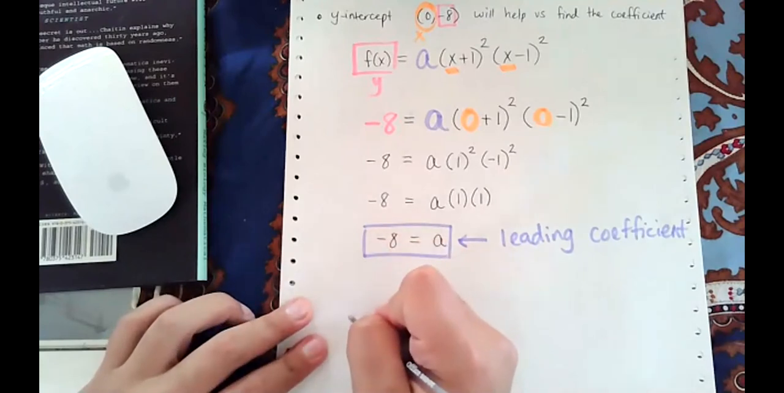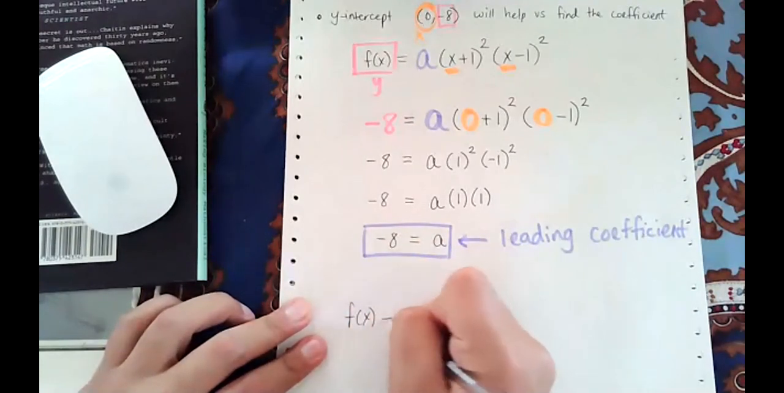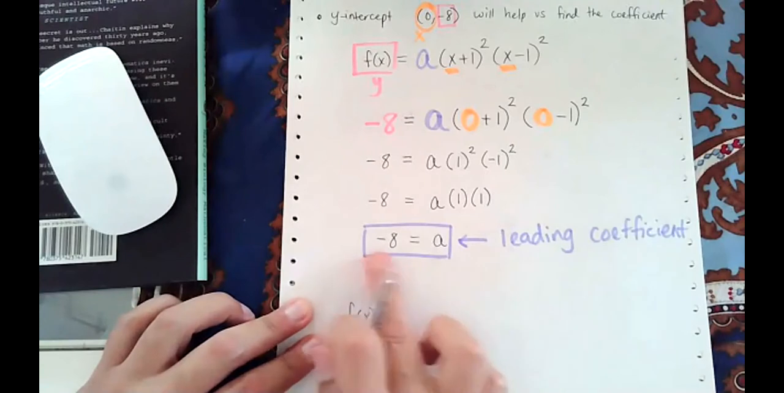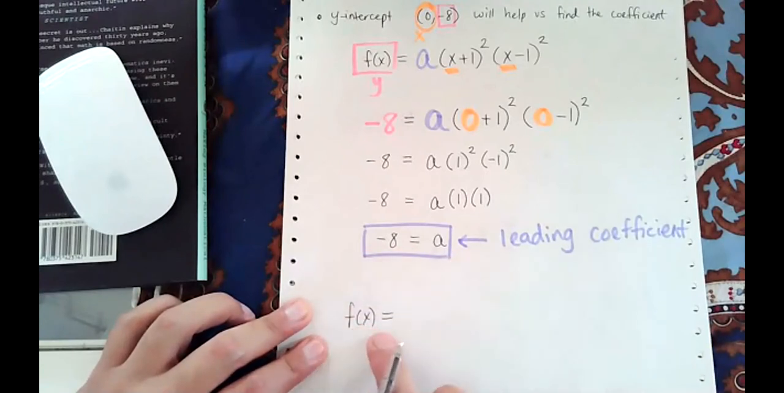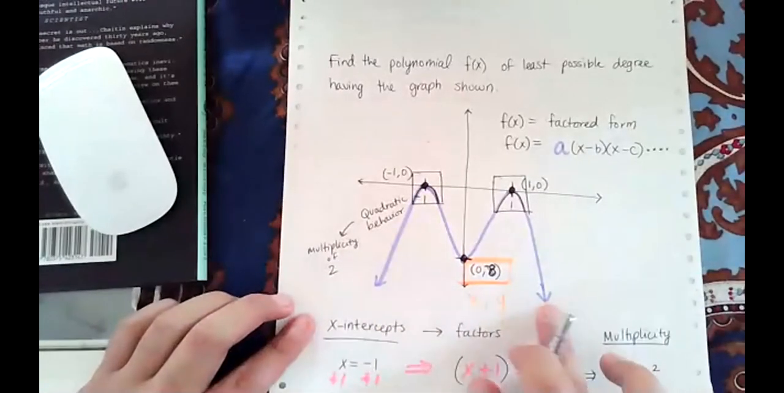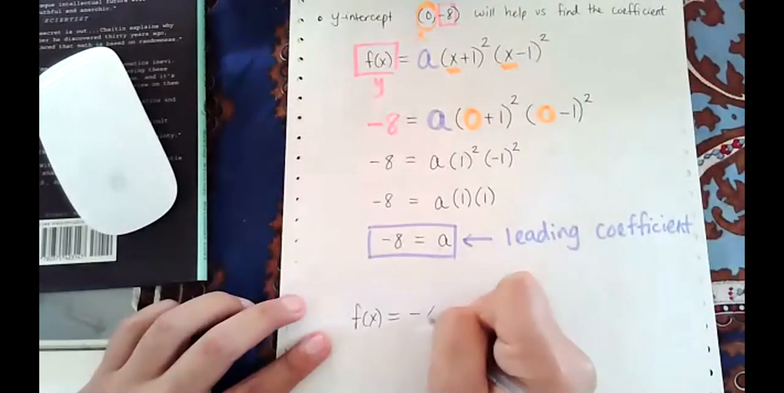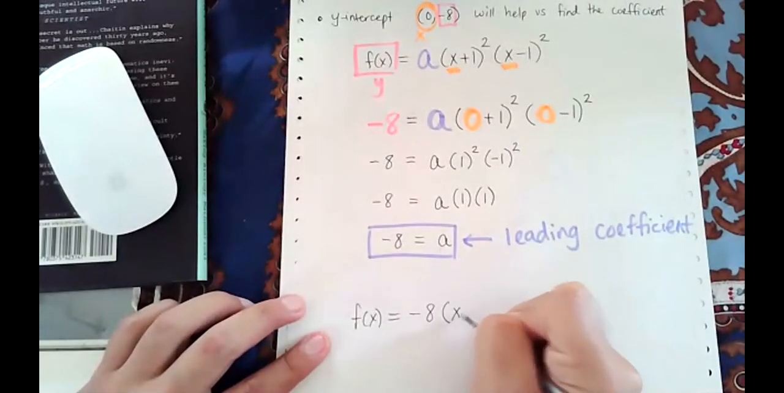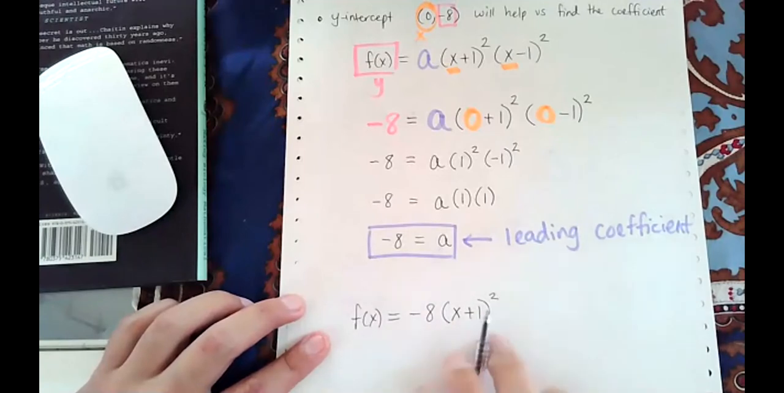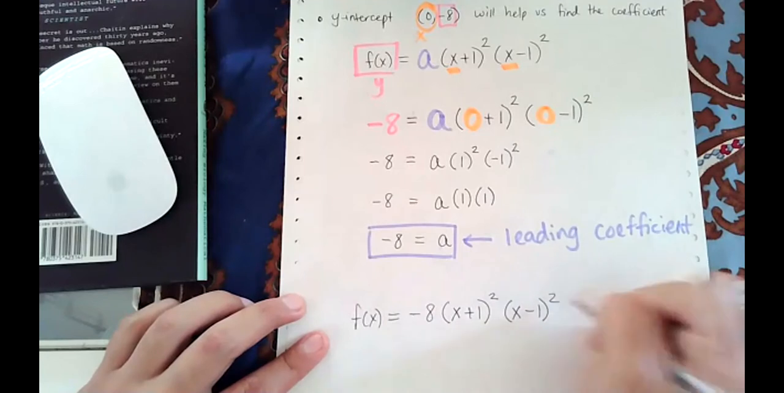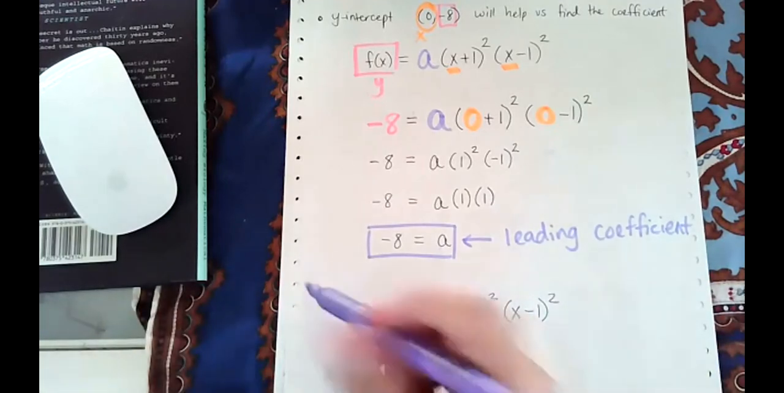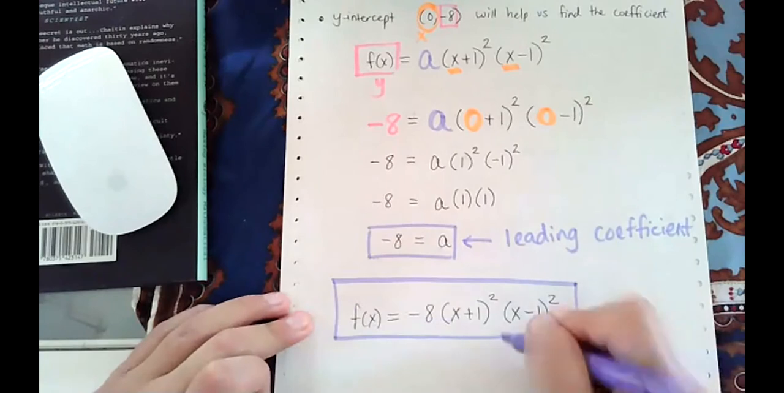So if I put my entire equation back together again, now that I know what my leading coefficient is, the equation for this function, for this graph that they gave us, written in factored form, is going to be our leading coefficient times our x plus 1 squared, don't forget the multiplicity, times x minus 1 squared. And that is the equation that generates the graph.